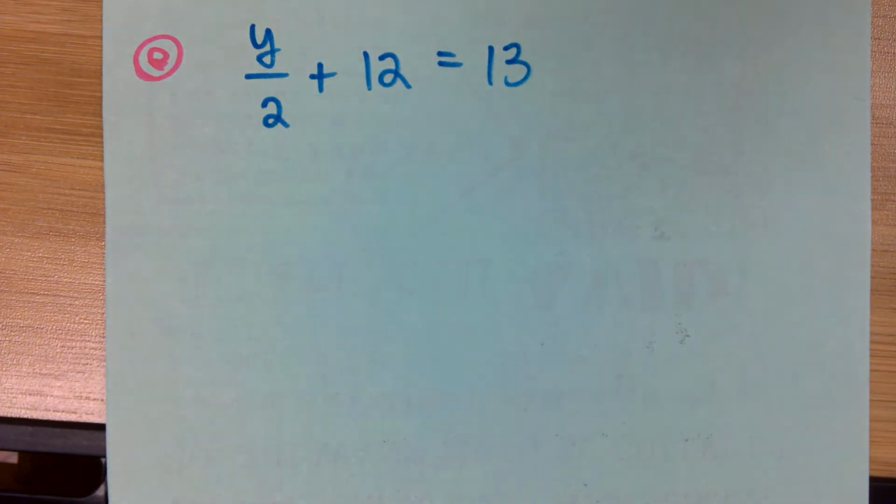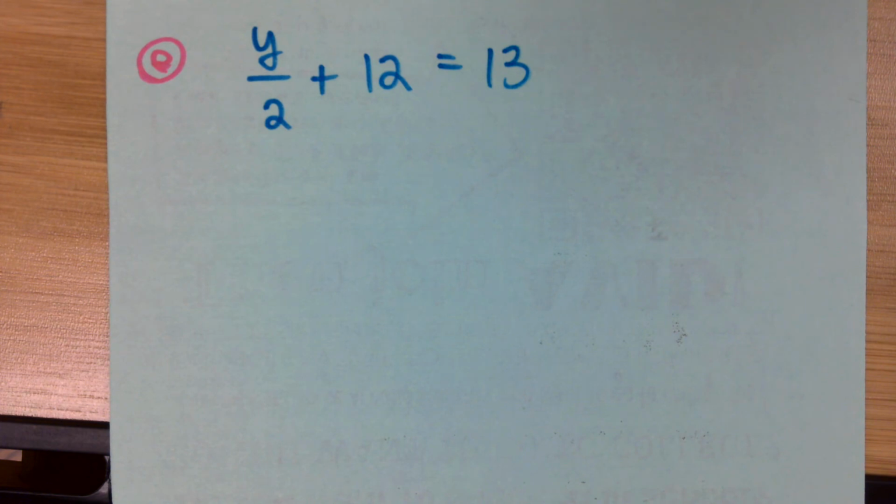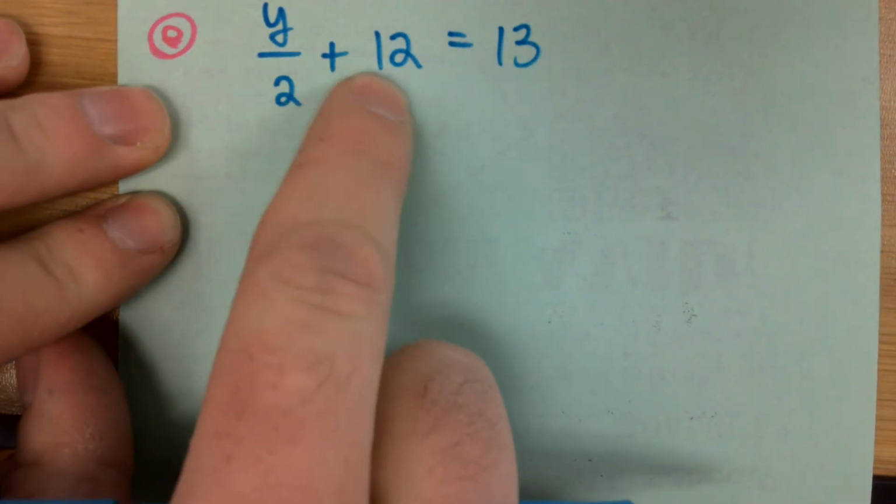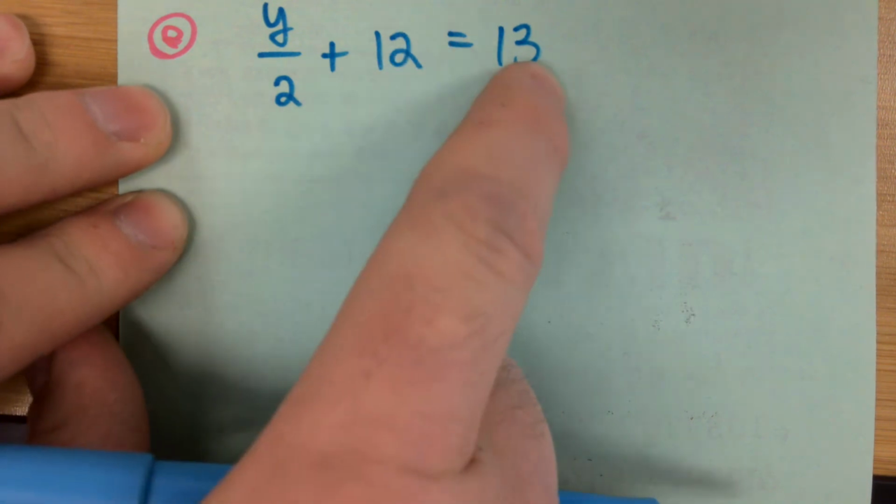Okay, so let me ask you once again, what are we doing to x right now? I'm sorry, y. What are we doing to y right now? We're dividing y. What else are we doing to y? We're adding to y, right? So we're dividing y by 2, and then we're adding 12 and getting 13.